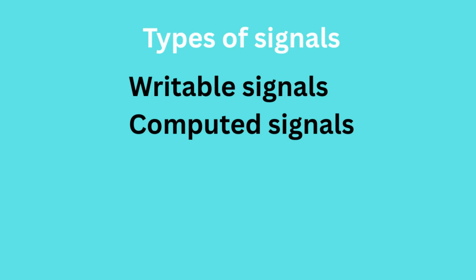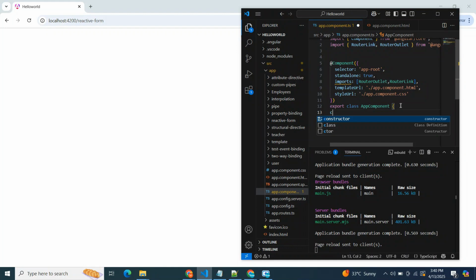Writable signals hold a value that you can update using methods like set or update. Computed signals automatically calculate their value based on other signals. You can't directly modify a computed signal. It's read-only. They're great for deriving dynamic values from writable signals.